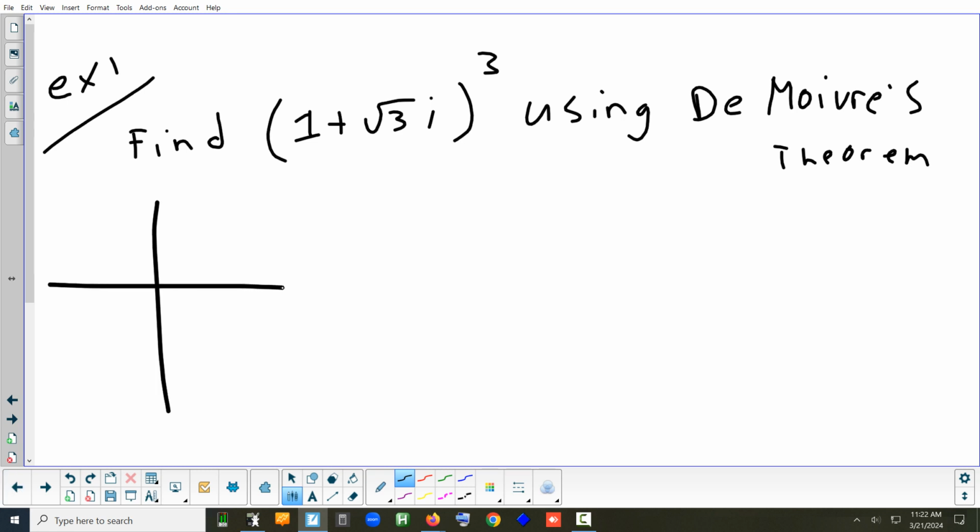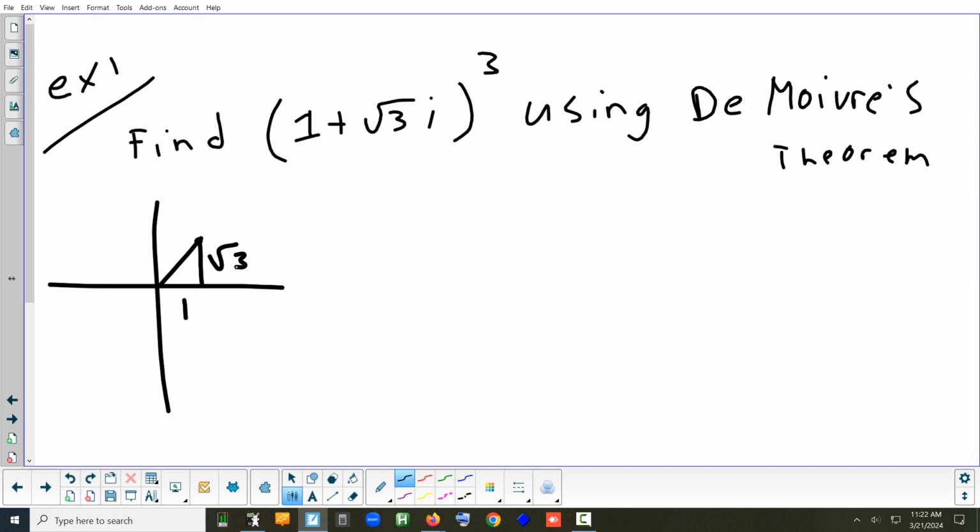Okay, what quadrant is that in? First quadrant, positive 1, positive root 3. Right about there. What's the bottom side? 1. What's the height? Root 3.